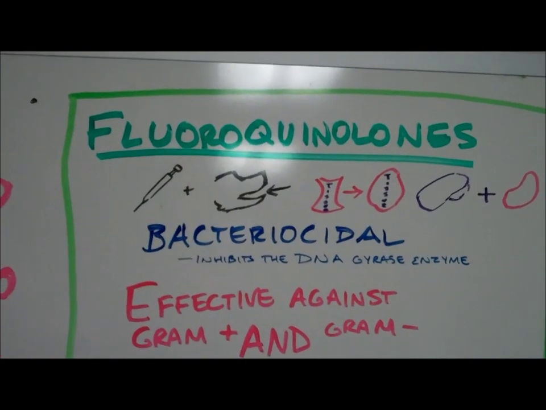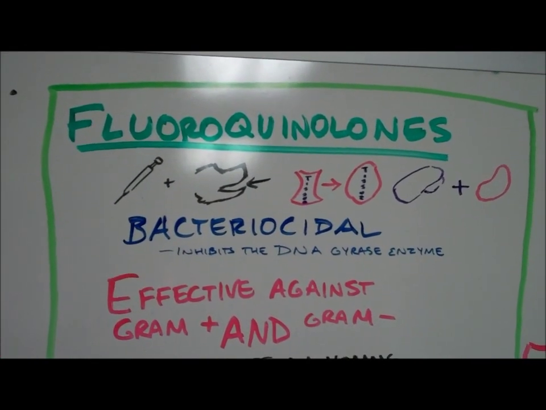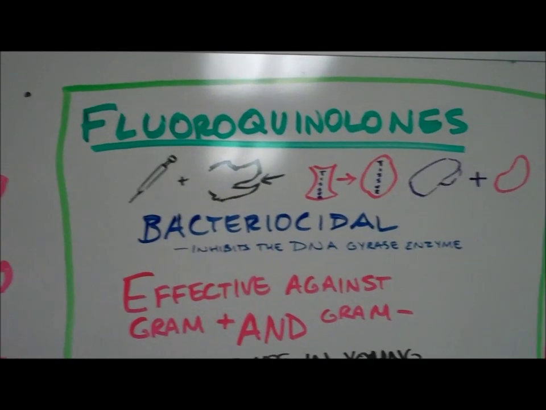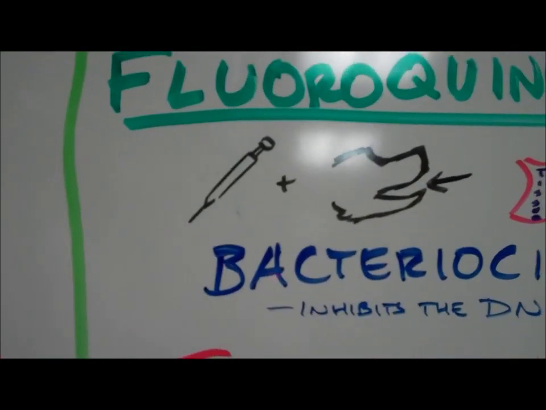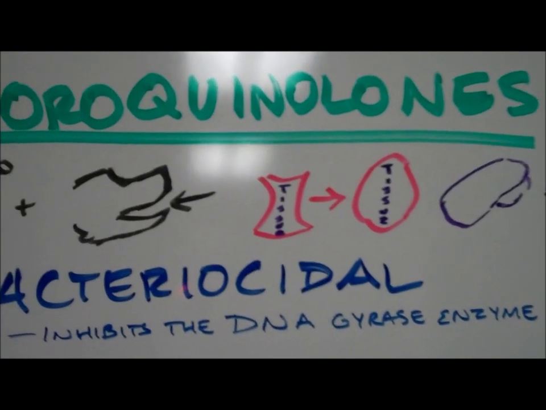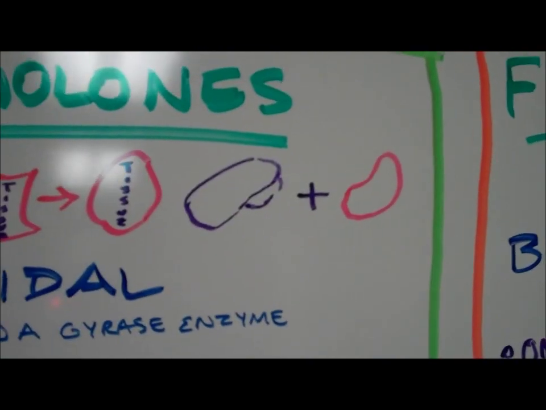All right, and then the next one is the fluoroquinolones. Say that five times fast. Fluoroquinolones. All right, I think I got it. It can be given parenterally or orally, and it's absorbed by the tissue. Then it's metabolized by the liver and excreted through the kidneys.